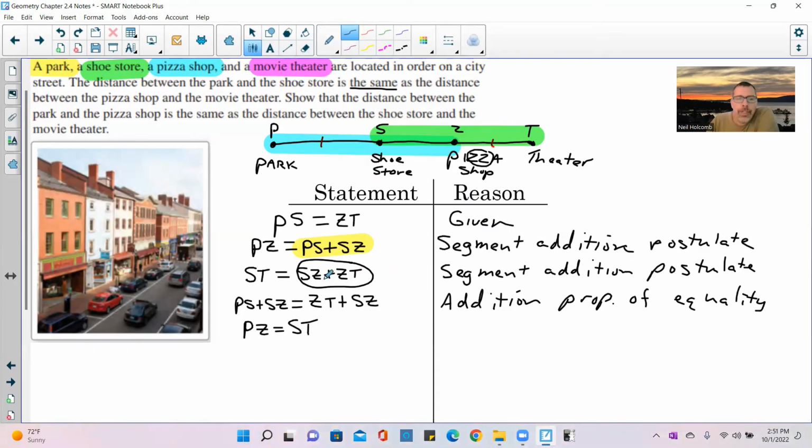Okay, so let's recap that. Where did PZ come from? Well, PZ is equal to PS plus SZ, and that is equal to ST because ZT equals SZ. ZT equals SZ is this here. So PS plus SZ equals this. So it's the transitive property or substitution property of equality, either one. So we're going to say substitution.